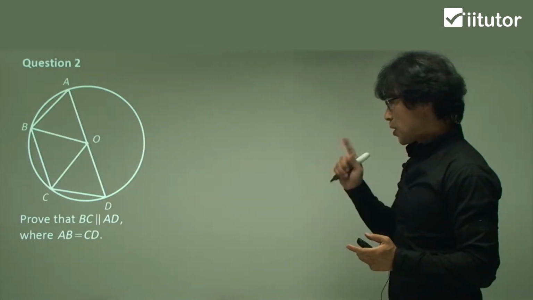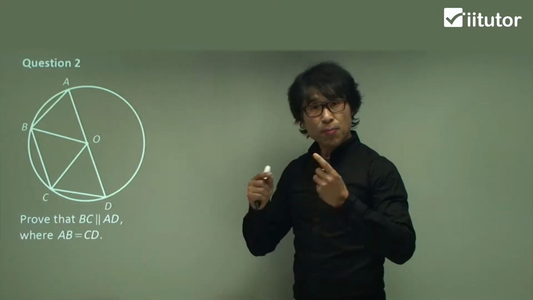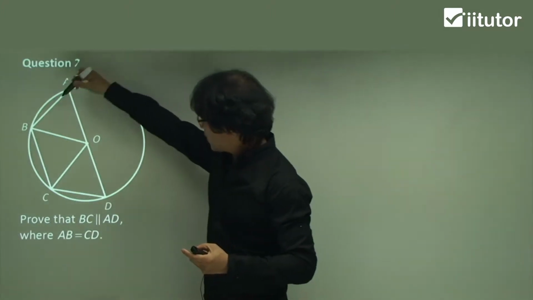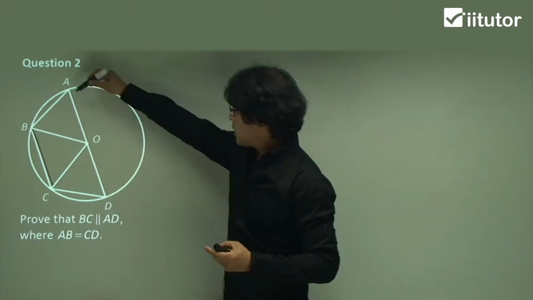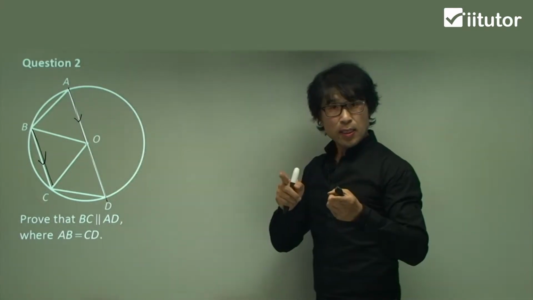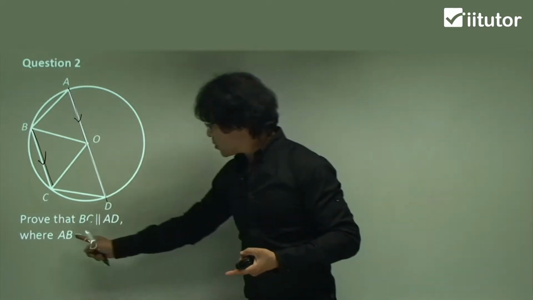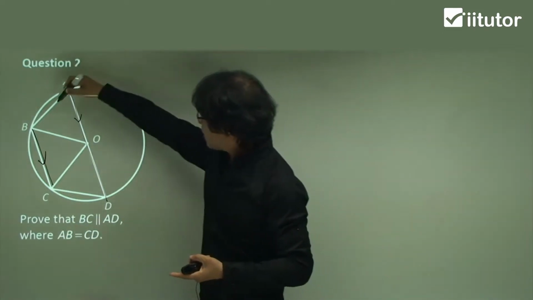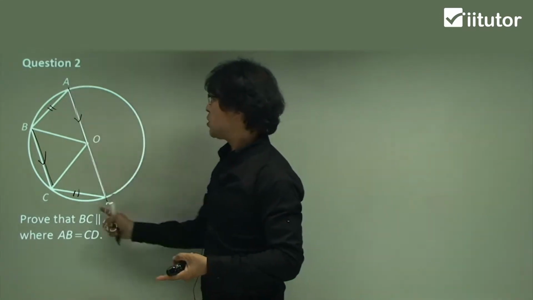Question 2. Look at this one. Prove that BC and AD are parallel. This is BC, and AD are parallel. We're going to prove these two lines are parallel. What's the condition given? AB is equal to CD. So we need to use that these two are equal, then reach the point that these two lines are parallel. How are we going to do it?